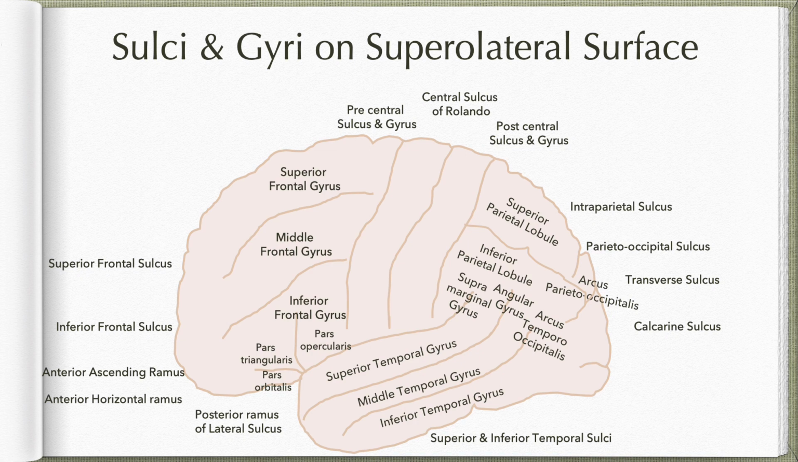Again, calcarine sulcus is best seen on the medial surface. Quite often, it may not even extend onto the superolateral surface, but sometimes the posterior end of it will extend onto the superolateral surface. So we see a small part of calcarine sulcus close to the occipital pole. Anterior to this calcarine sulcus, running vertically, we have what is known as lunate sulcus. The two ends of this lunate sulcus are limited by superior and inferior polar sulci.